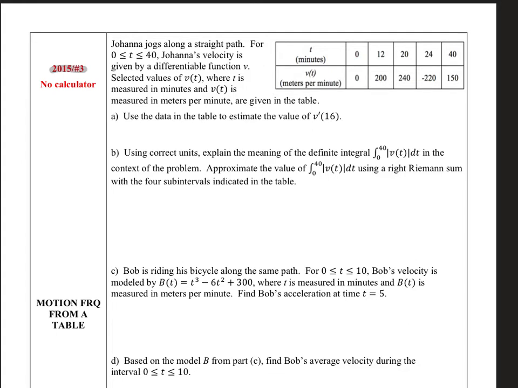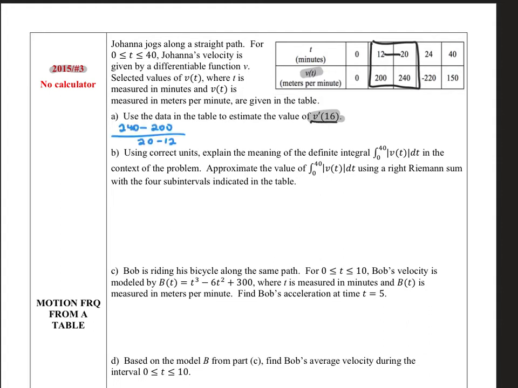And I'm first asked to estimate v prime of 16, and this is v. So I'm asked to approximate the derivative of v at 16. So this is where I find where 16 would fall, and it would fall in between the 12 and the 20. So I'm going to work on this interval right here, and I'm going to use an average rate of change to approximate this instantaneous rate of change.